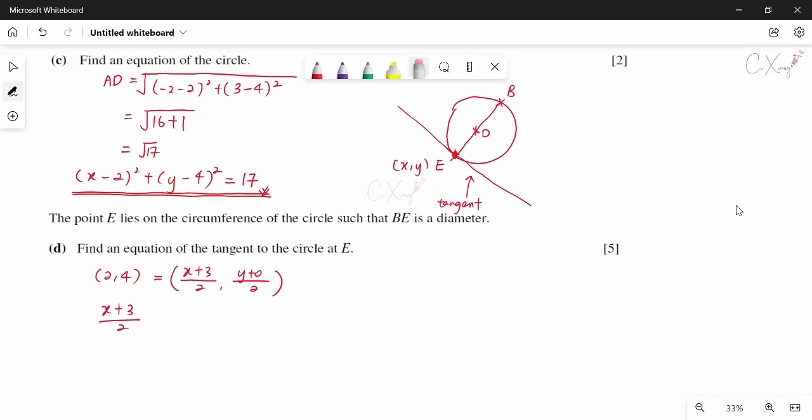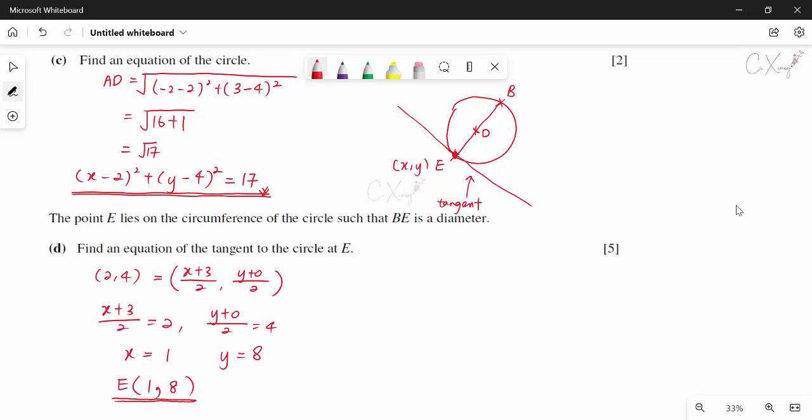Okay, so what's the value for x here? (x + 3) divided by 2 equals 2. Then (y + 0) divided by 2 equals 4. So if I simplify everything here, then I will have x equals 1 and y equals 8. Okay, so from here I know that my coordinate for point E is (1, 8). Okay, so this is one of the important pieces of information that I can use to form the equation of the tangent later. Okay, so when we want to form the equation of a straight line, we need two important pieces of information.